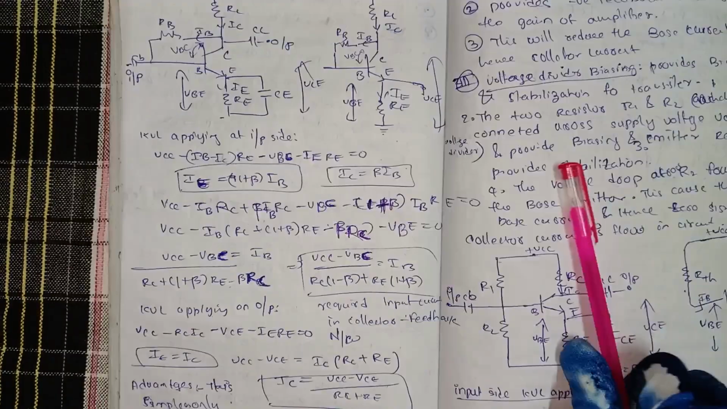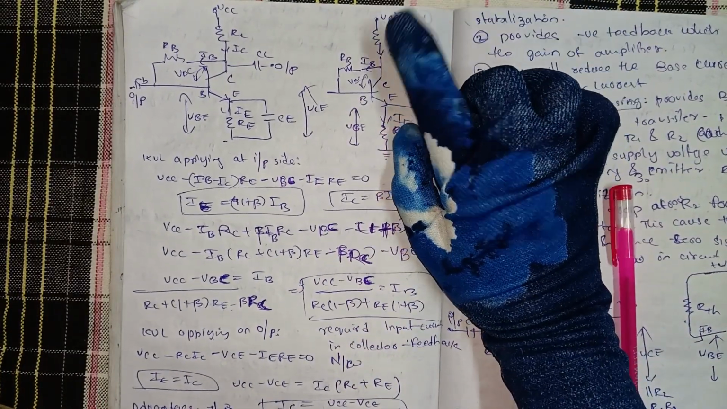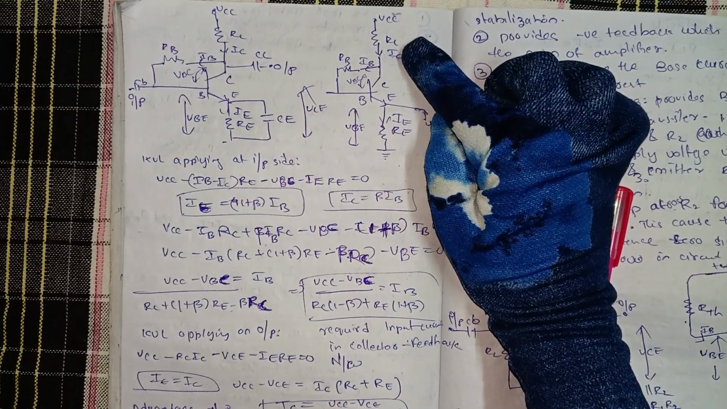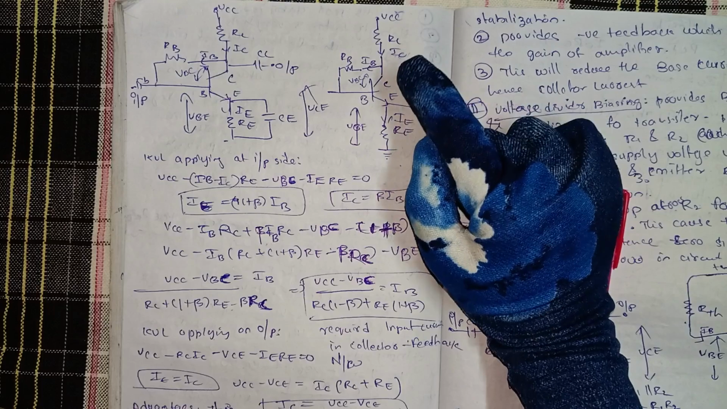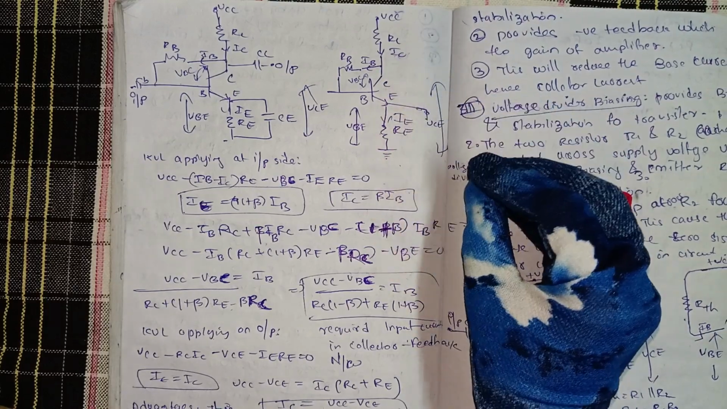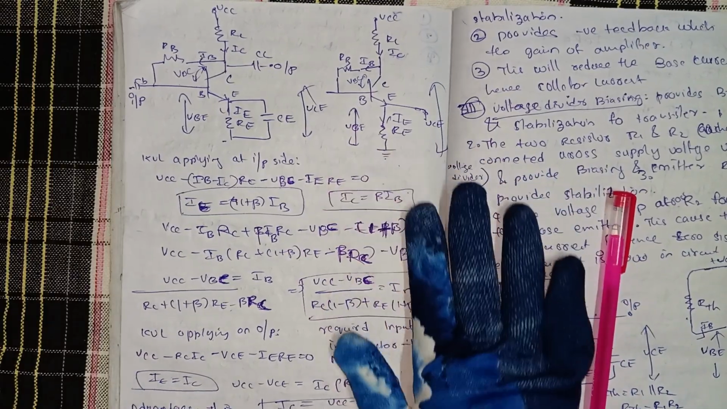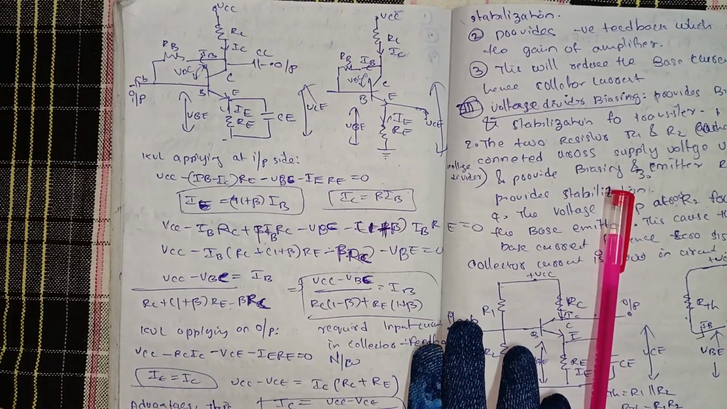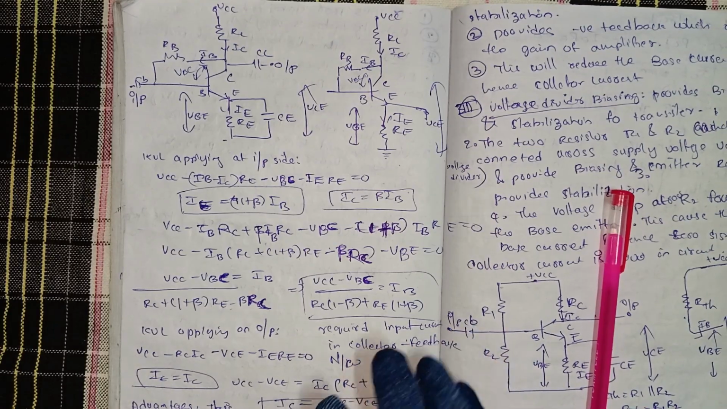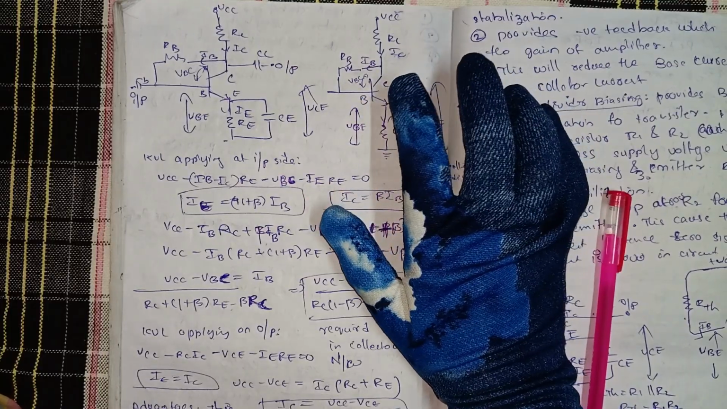Here in the KVL applying at input side, VCC minus RC of (IB minus IC). We are removing collector current from base current, so that we get IB, the base current.